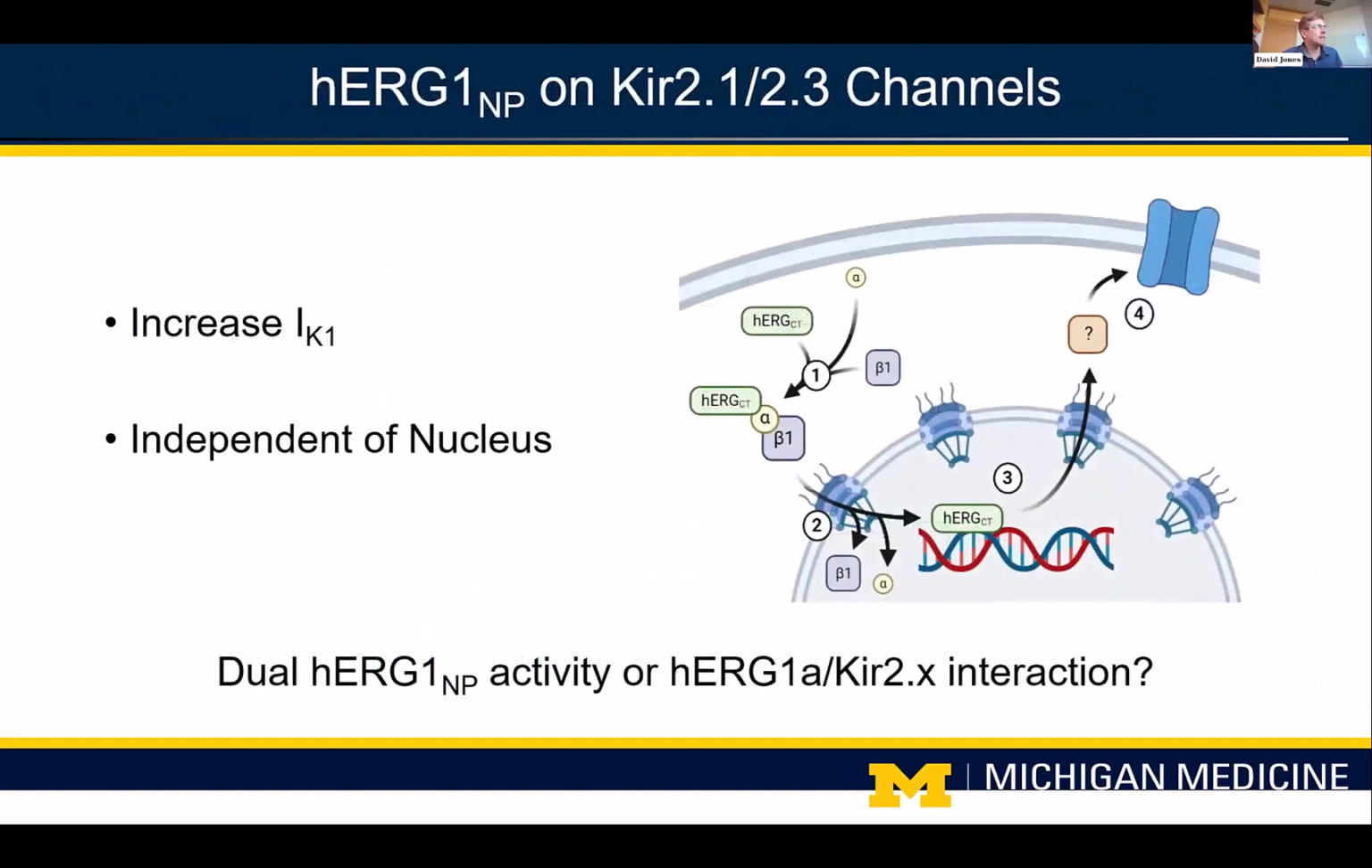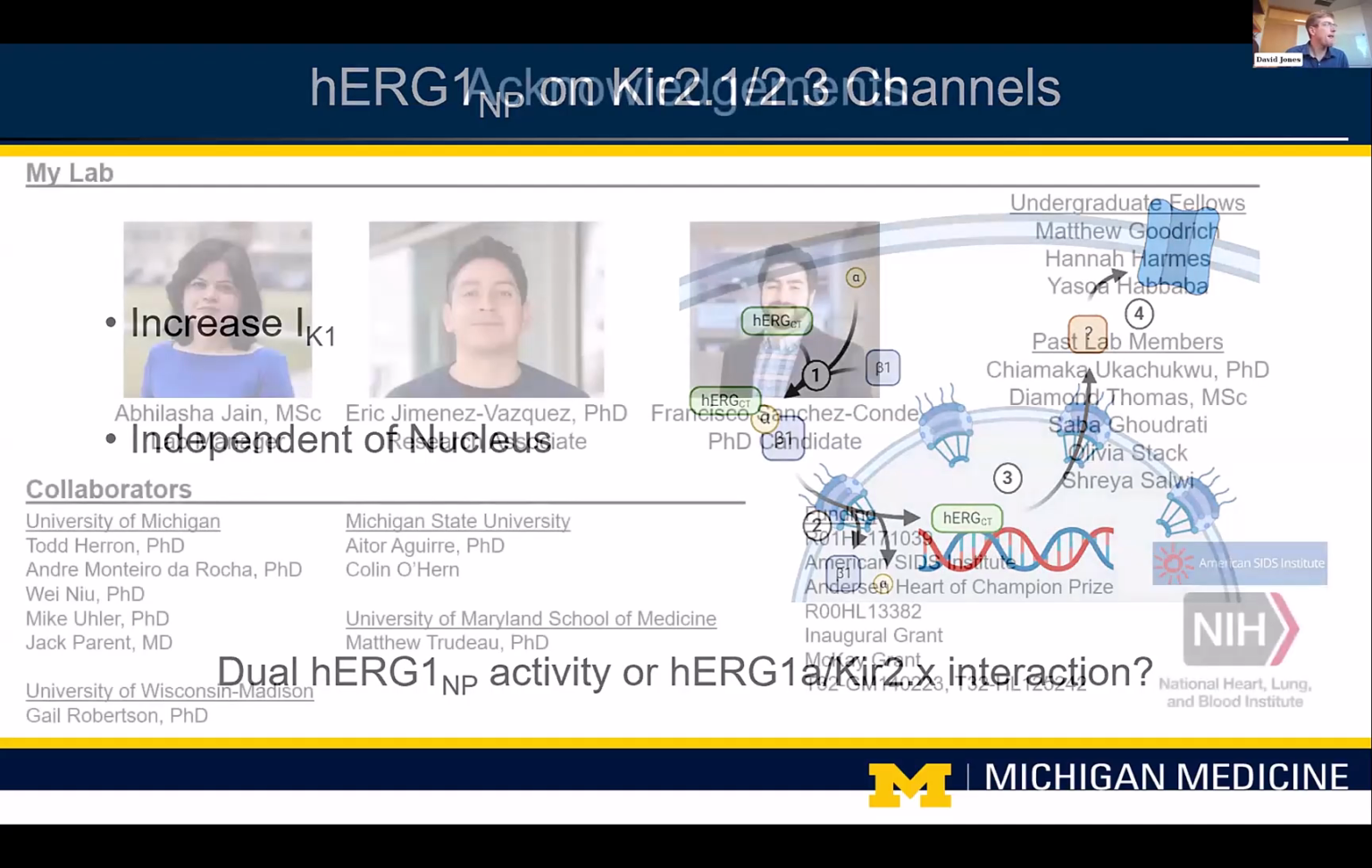But I mean, to summarize, HERG-MP seems to increase the magnitude of IK1. This effect is independent of the nucleus, but we haven't really ironed out whether this is dual activity from the HERG-1-MP itself, or if this can be tracked back to a macromolecular complex between HERG-1A and the inward rectifiers Kir2.1 and 2.3. So we're working to figure that out.